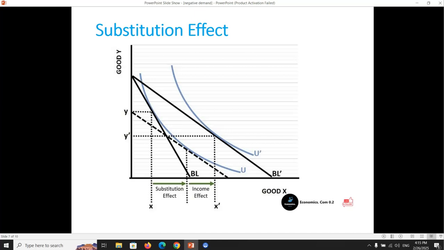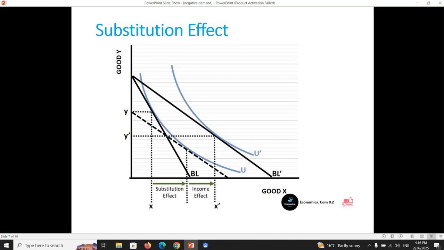Now let's examine the blue curves, which are called indifference curves, denoted by U for utility and U'. These curves show different levels of consumer satisfaction. The original curve is U, the new curve is U', a higher level of satisfaction, meaning the consumer is now better off due to the price drop of good X. Moving from U to U' means the consumer is getting more satisfaction without an increase in income. This is key to understanding the substitution and income effects.